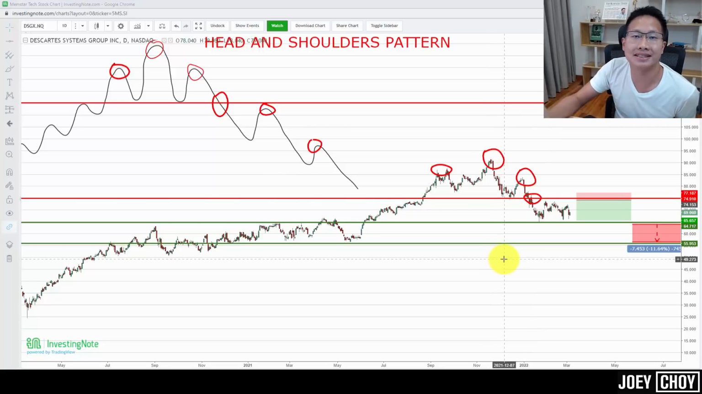One of the key mistakes that people make when trading a head and shoulders pattern, as I said just now, is to guess that it's a head and shoulders pattern when it's not completely formed yet.